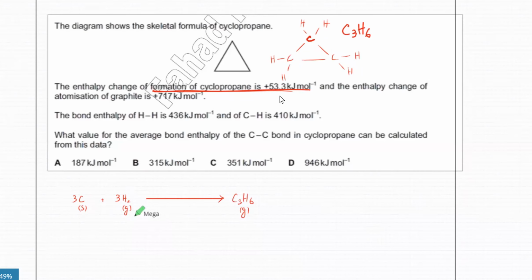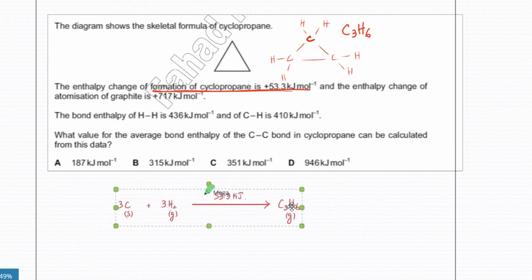And they've calculated the value as well. That's 53.3 kilojoules per mole. So what was enthalpy change of formation? It was when 1 mole of a substance is formed from its constituent elements, and the elements need to be in the standard state. So I figured that out. Okay, so we're done with the first part.